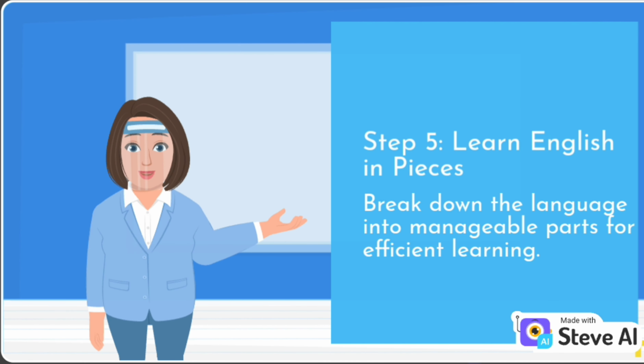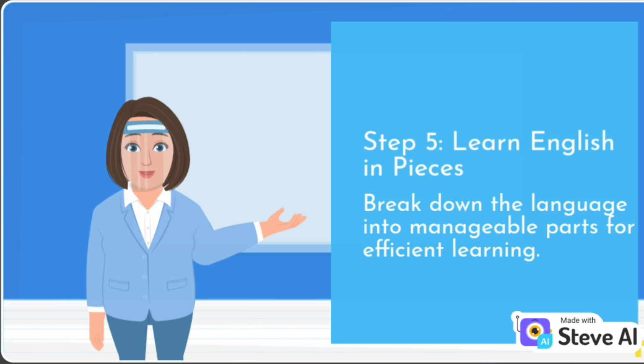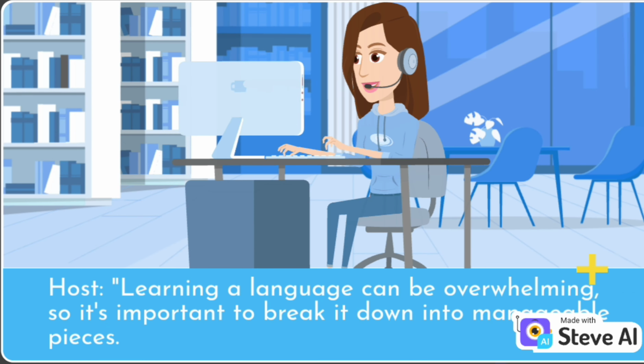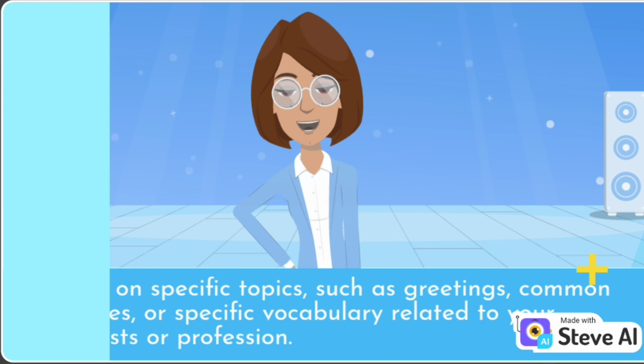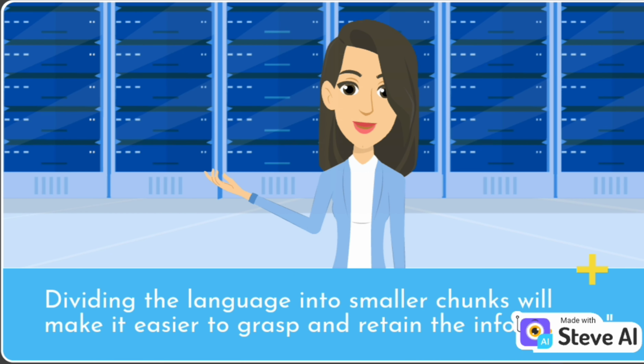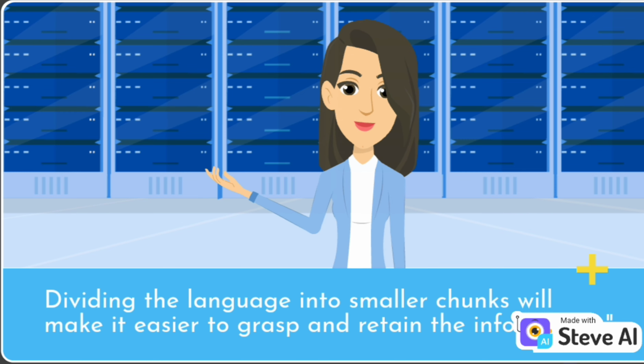Step 5. Learn English in pieces. Break down the language into manageable parts for efficient learning. Learning a language can be overwhelming, so it's important to break it down into manageable pieces. Focus on specific topics, such as greetings, common phrases, or specific vocabulary related to your interests or profession. Dividing the language into smaller chunks will make it easier to grasp and retain the information.